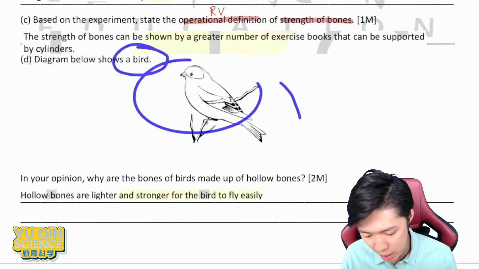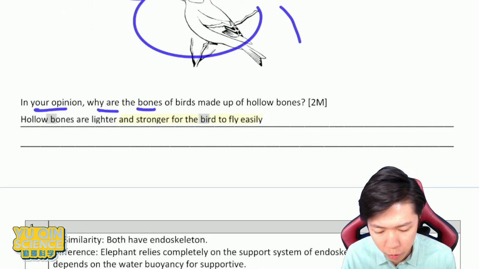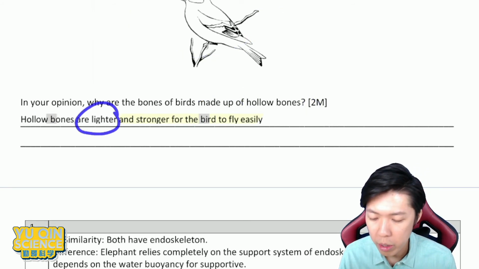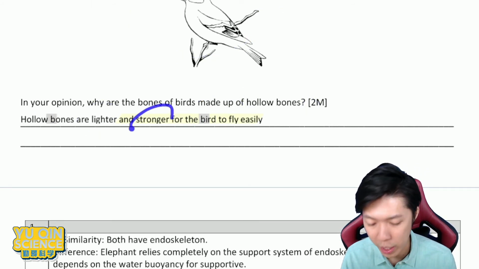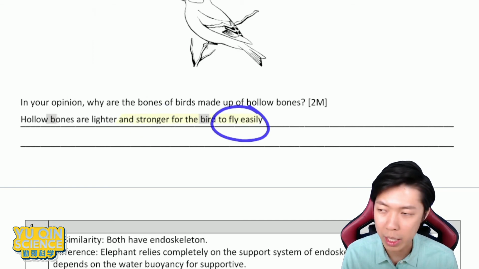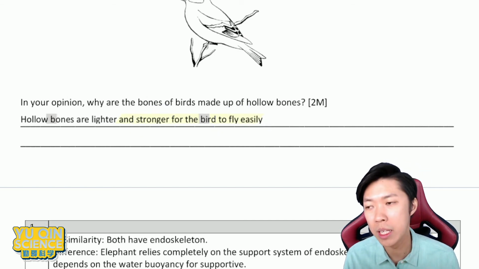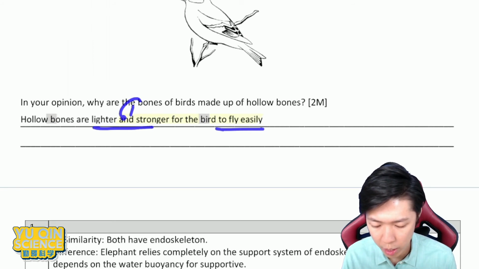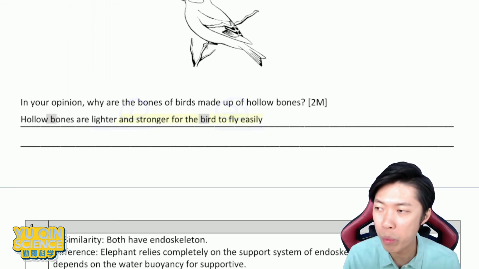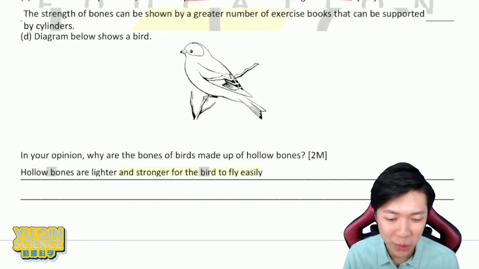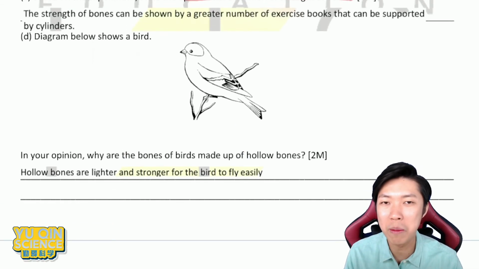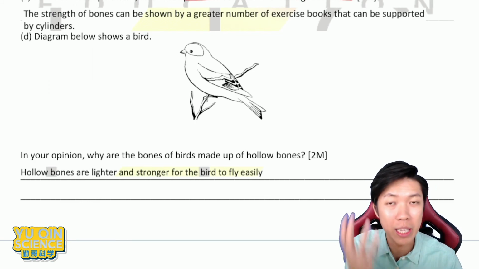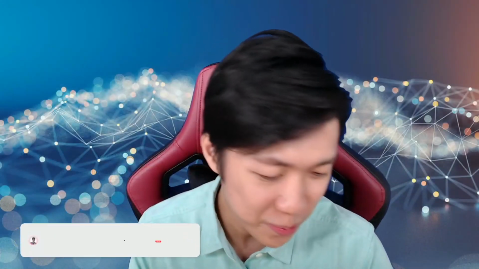Right, next one. It's a bird. In your opinion, why are the bones of a bird made of hollow bone? Very simple. They are hollow because that makes them lighter and stronger at the same time, so that they can fly easily. So light and strong, fly easily, 2 marks. No problem. Okay, cool. So these are the two types of questions that usually like to compare in this particular subtopic. I hope you get a better idea of it, right?